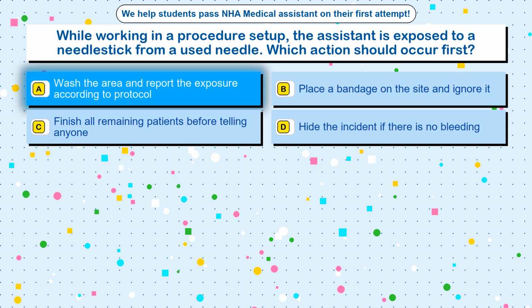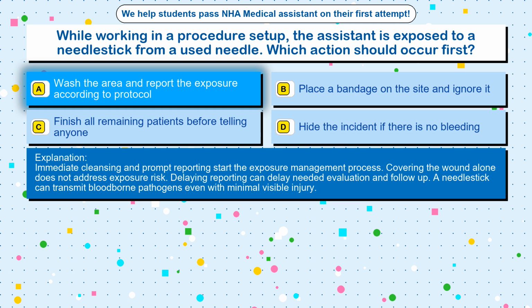Wash the area and report the exposure according to protocol. Immediate cleansing and prompt reporting start the exposure management process. Covering the wound alone does not address exposure risk. Delaying reporting can delay needed evaluation and follow-up. A needle stick can transmit bloodborne pathogens even with minimal visible injury.